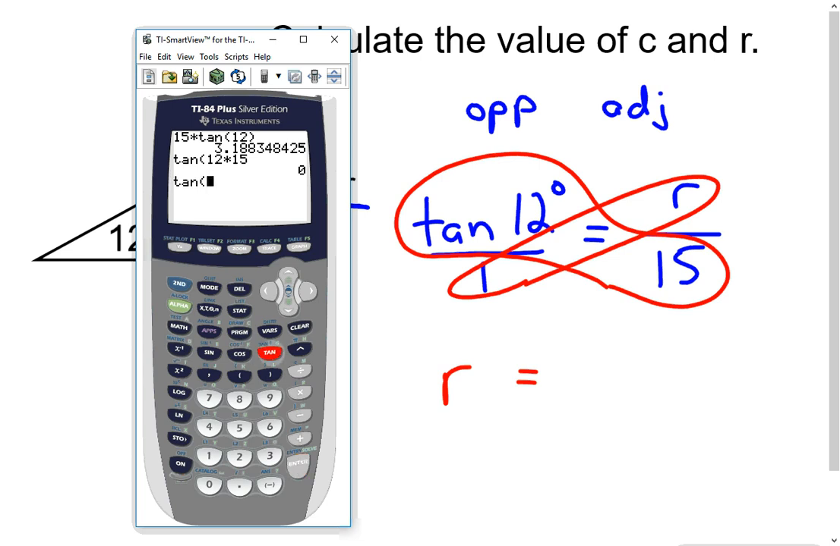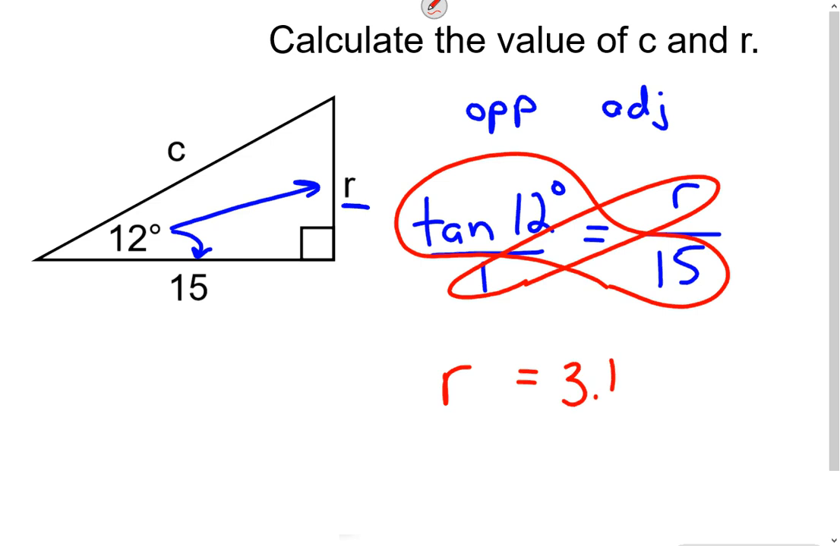Now, you can fix that very easily by taking the tangent of 12, because that's what we want, close that parenthesis, because you want the tangent of 12 degrees, whatever that is, then multiply that by 15. Now we're still going to get the 3.19. So come back to this, and I'm going to put my 3.19. I don't have a label. I'm just going to put units on it. So there's R. Now I have to go back and figure out what C is.